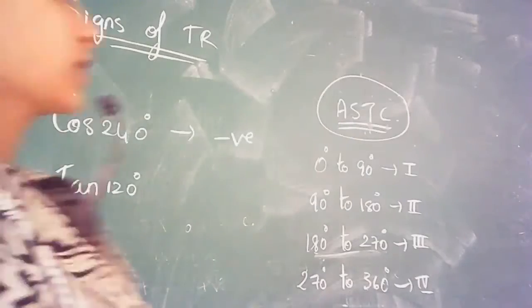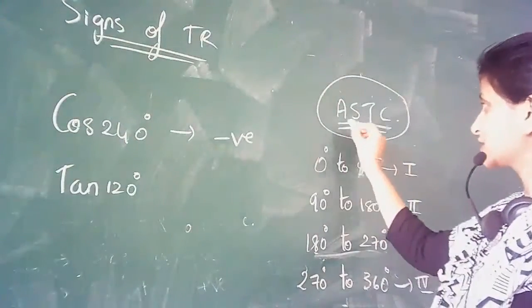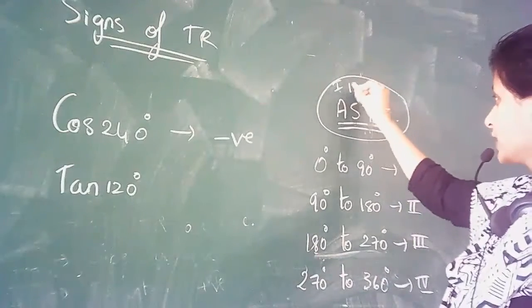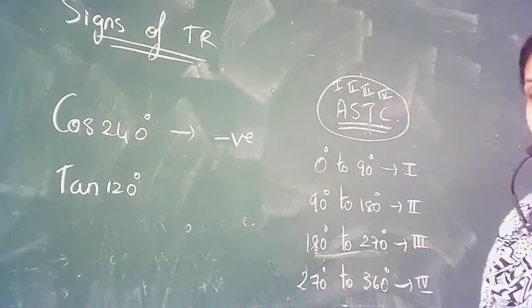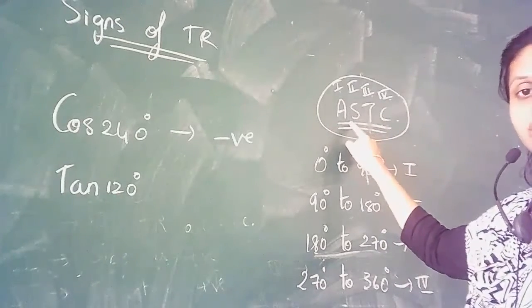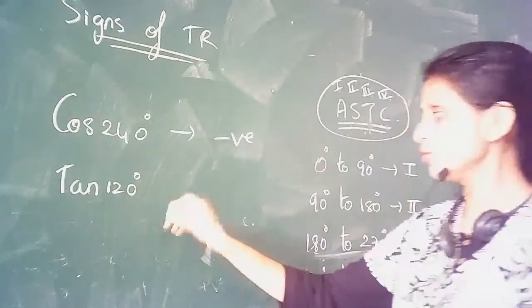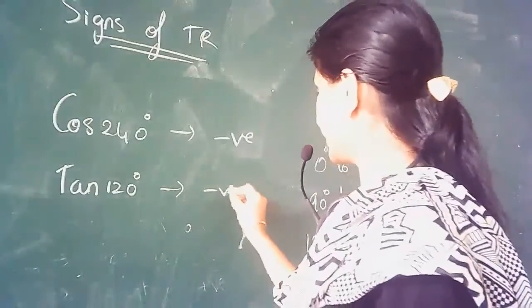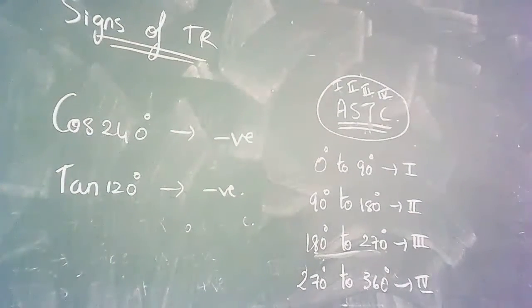Very good. In second quadrant, tan theta is negative. See here, ASTC rule. First quadrant, second quadrant, third quadrant, fourth quadrant. In second quadrant, only sin theta is positive. Remaining ratios are negative. So in second quadrant, tan theta will be negative. So tan 120 degree will be negative.